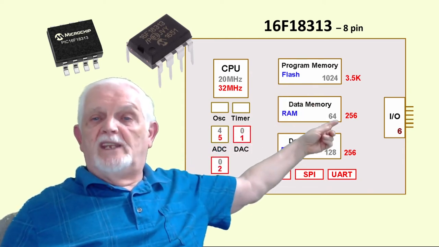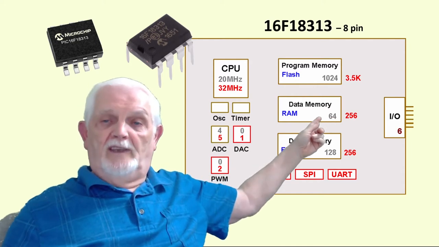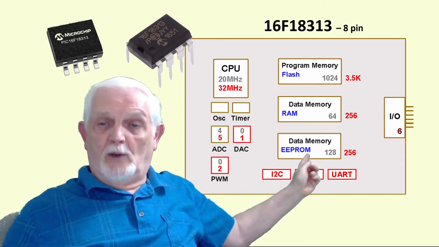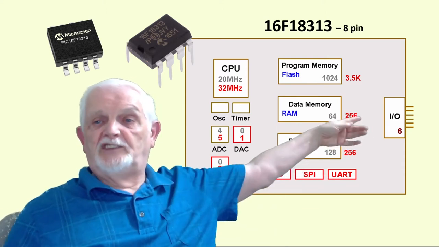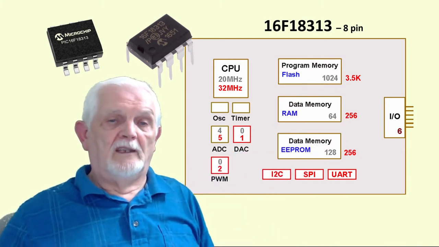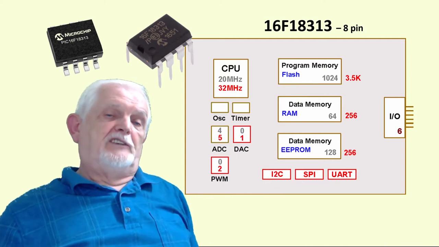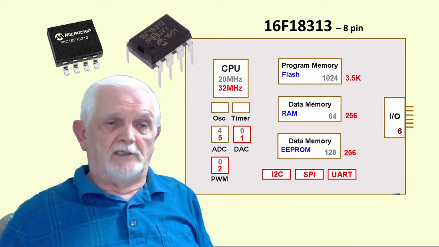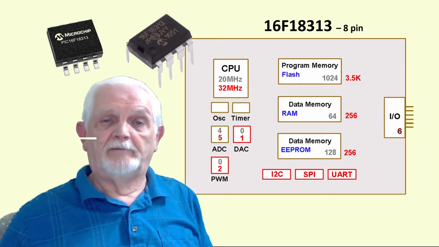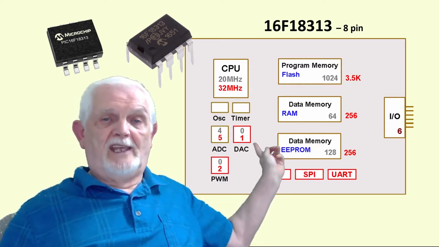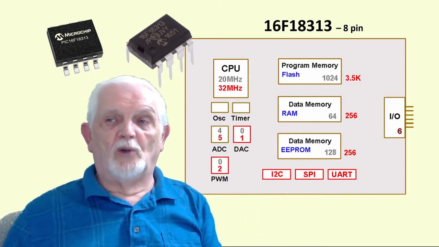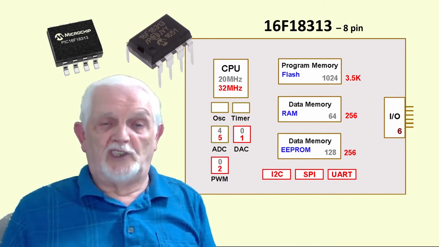An awful lot more memory for storing variables, and more memory for storing variables when the power is switched off. Still the same 6 IOs, because it's still only an 8-pin chip. But it's got 5 ADCs now. 5 of those pins could be configured as having analog inputs rather than digital inputs. We've got a new box in red here called a DAC. For the first time, we can have variable DC voltage outputs from a PIC.